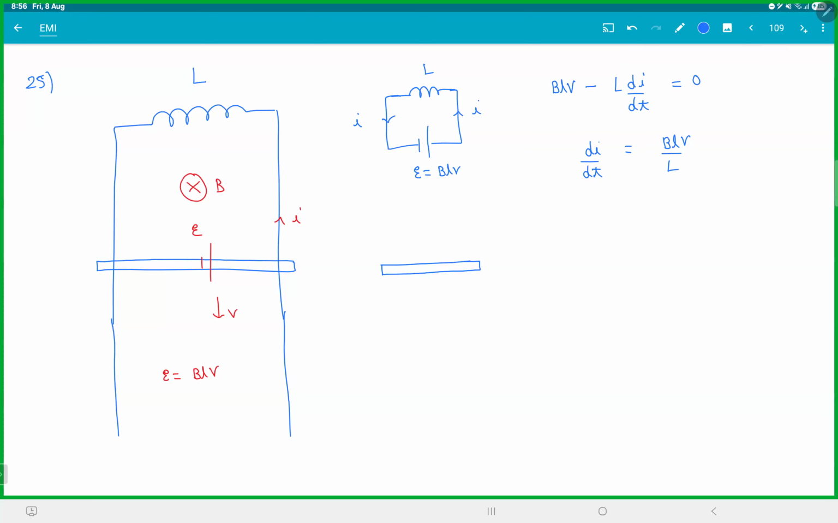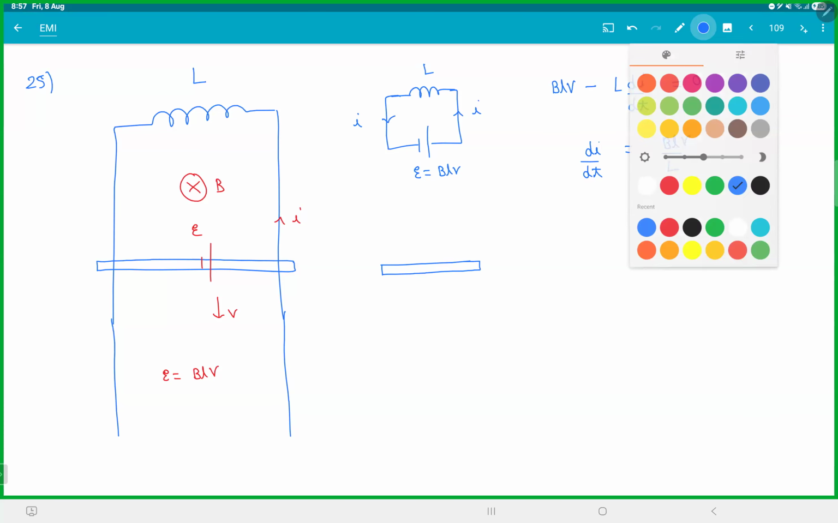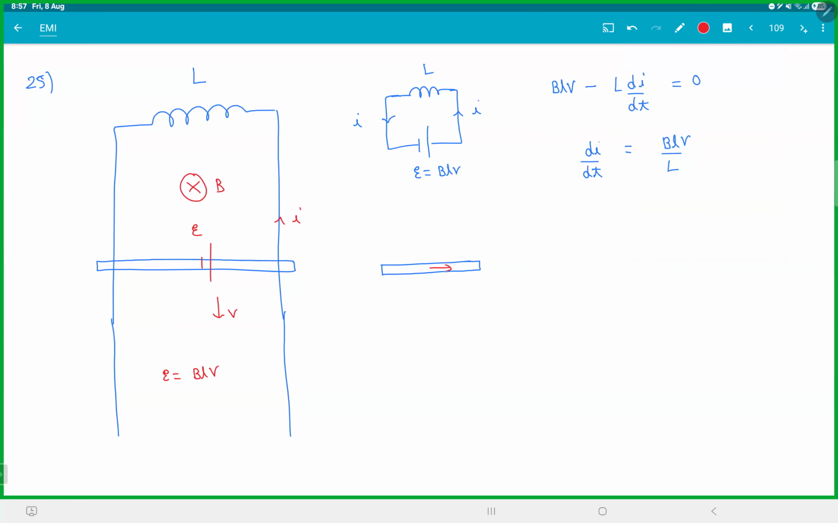In these questions, this is the logic every time. You write one equation, Kirchhoff's loop, and one force equation. Now we have a current carrying rod in the presence of a magnetic field. This will create a magnetic force ILB and mg downward. Because of this, you'll have an acceleration. You'll have mg minus ILB is equal to ma.